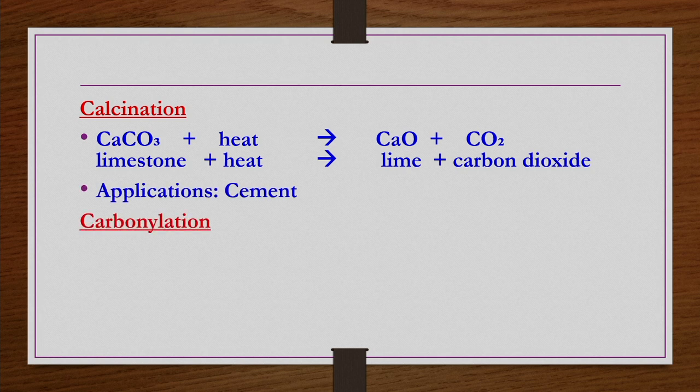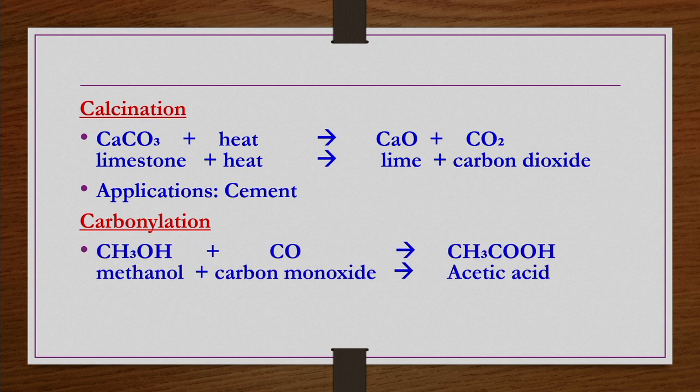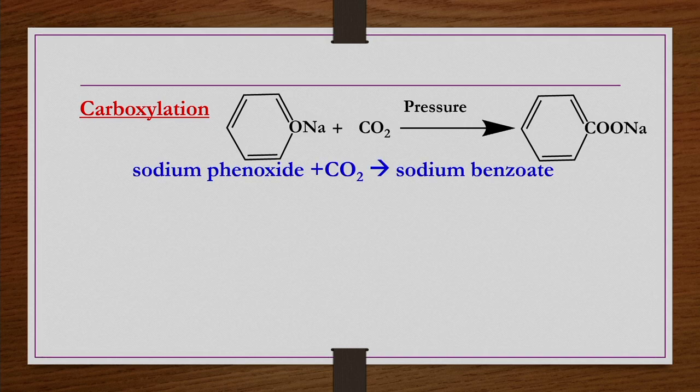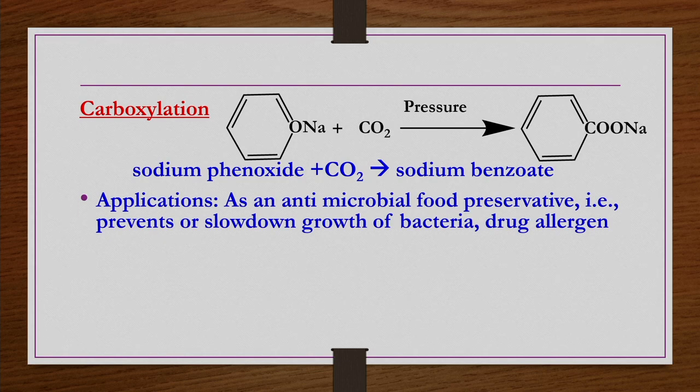Applications: cement industry. Then carbonylation, where we react with carbon monoxide. That's the reason this reaction is called carbonylation. Let us say methanol plus carbon monoxide, if you react, then you get acetic acid. Acetic acid is very much used in many organic chemical syntheses and in process applications. Then carboxylation. Here we react with carbon dioxide to get certain products. For example, if you have sodium phenoxide and react it with carbon dioxide, then you get sodium benzoate. This sodium benzoate is often used as an antimicrobial food preservative.